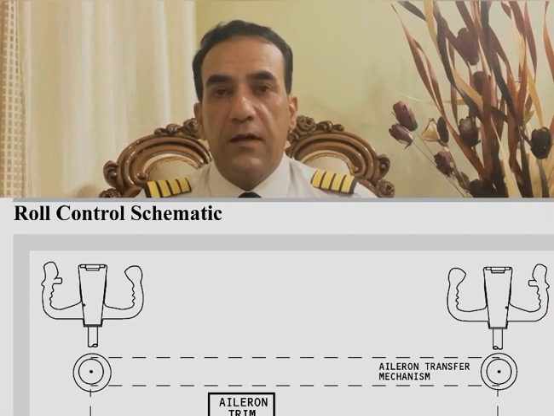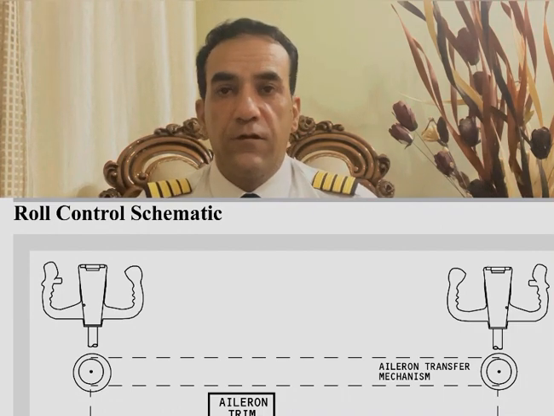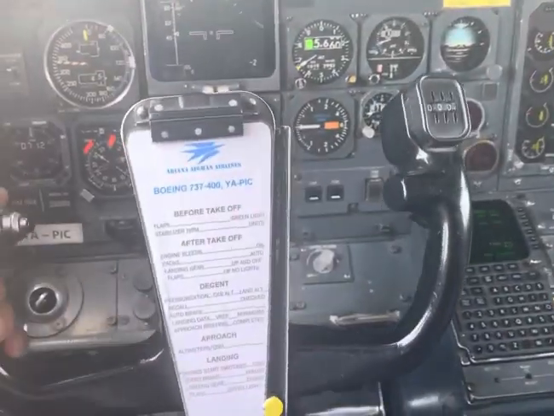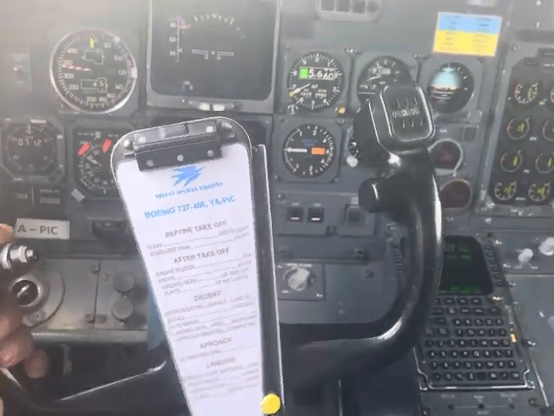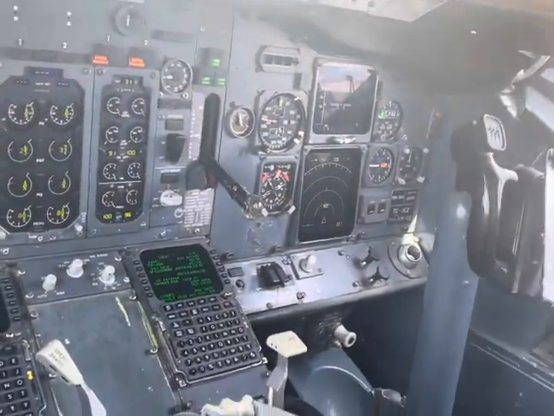The transfer mechanism plays two important roles, or two important functions. The first function, or role, of the transfer mechanism is to transfer the movement of any wheel to the opposite. For example, if the first officer is moving his wheel to the right, the same movement will be transferred to the captain wheel. This is the first function of the transfer mechanism.